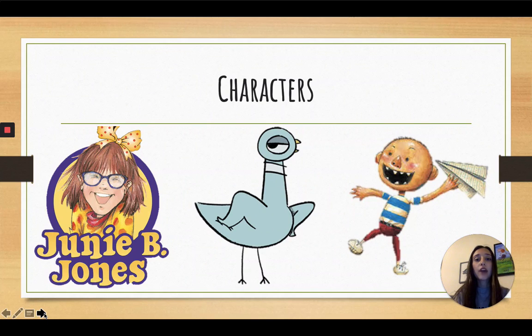Then we have the pigeon from our funny pigeon books. He is our main character as well, and we always get to know our pigeon very well in our stories. So he's also a character. And then we have David from the No David book, which is a super silly book as well, and it shows us all of the super funny things that David does. So when I read my story, I always want to make sure that I look for the characters so I know what the story is talking about or who the story is talking about.